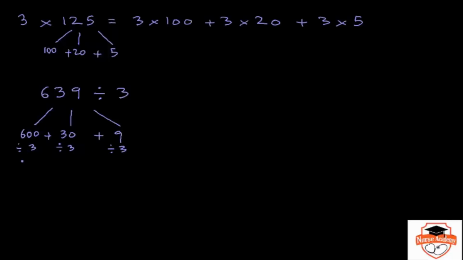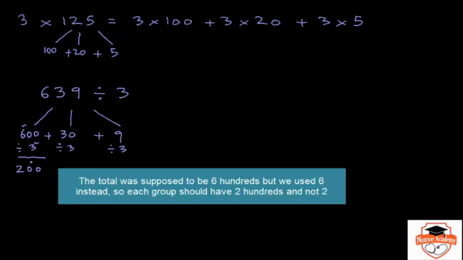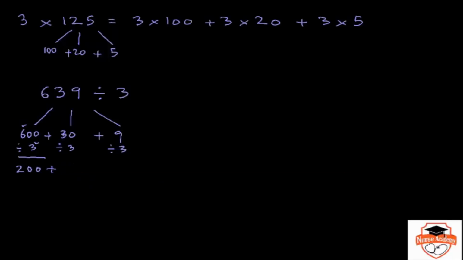600 divided by 3 is 200. I just did 6 divided by 3, I got a 2, and I put back the 2 zeros. Plus 30 divided by 3 is 10, plus 9 divided by 3 is 3. So the answer is 200 plus 10 plus 3, which is 213. So this is 213. Like I said, you don't have to use a plus over here.